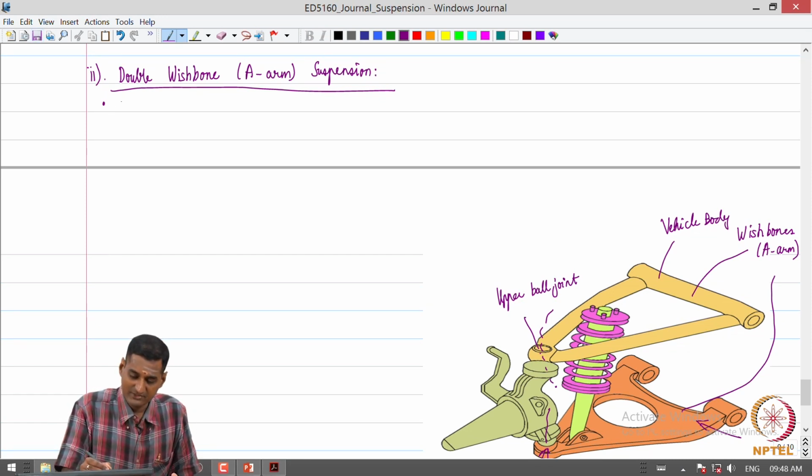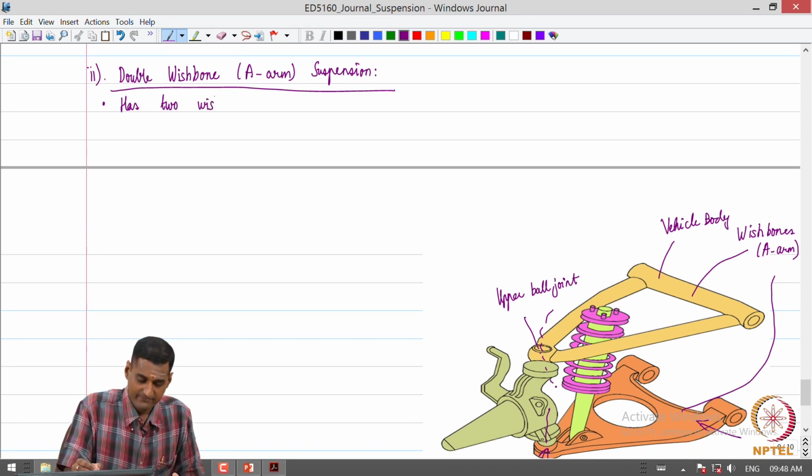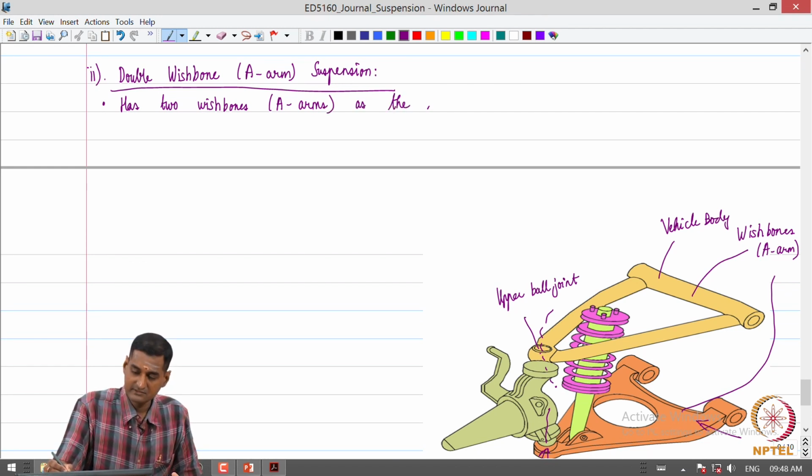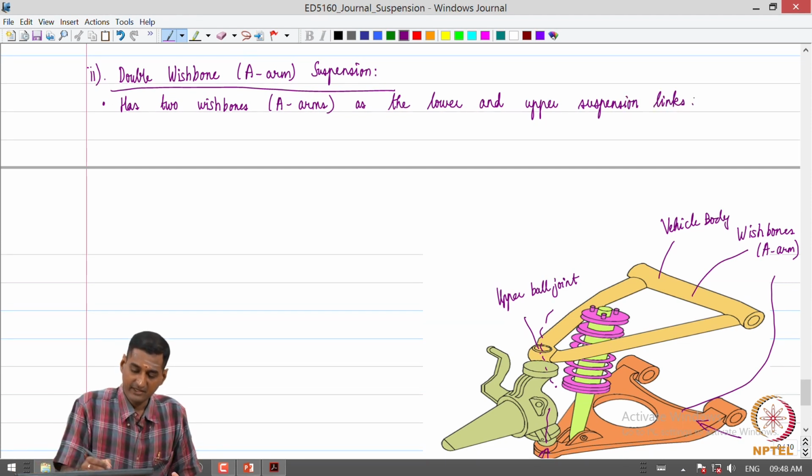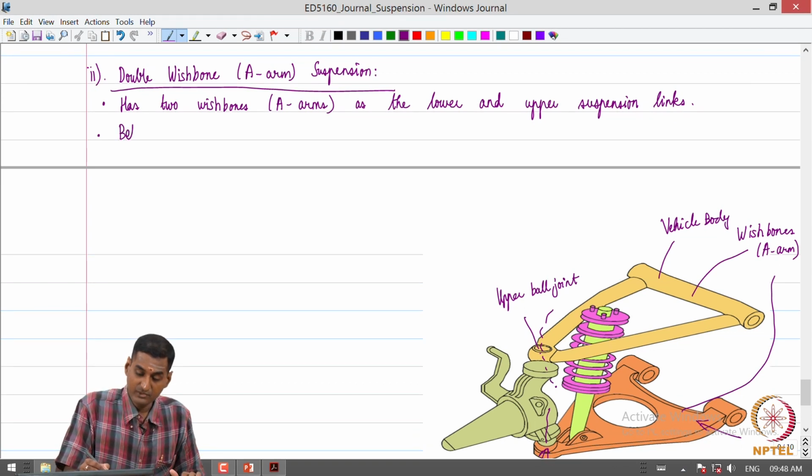So, let us quickly write down the key points of double wishbone suspensions. It has two wishbones, what are called A arms, as the lower and upper suspension links. Then, compared to the previous choice, the double wishbone has better ride and handling characteristics, due to the reasons that we discussed.